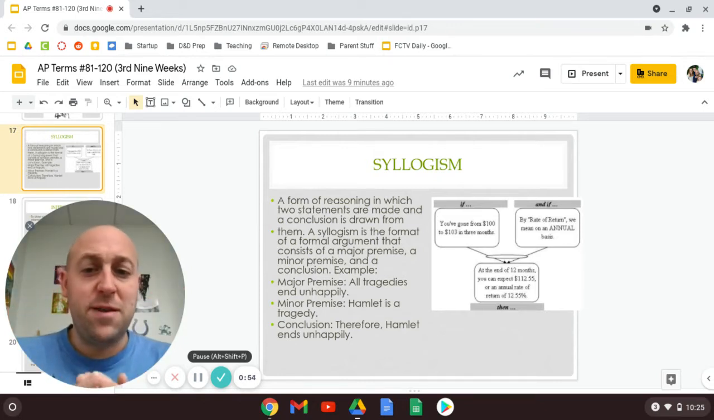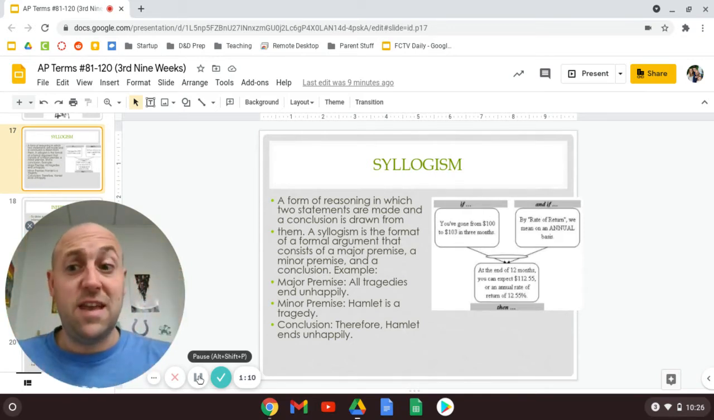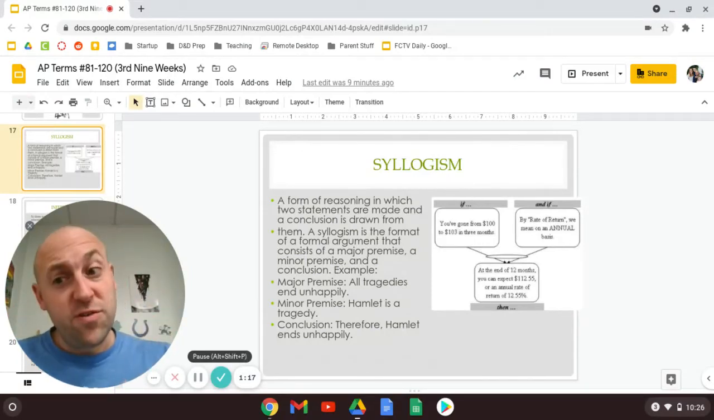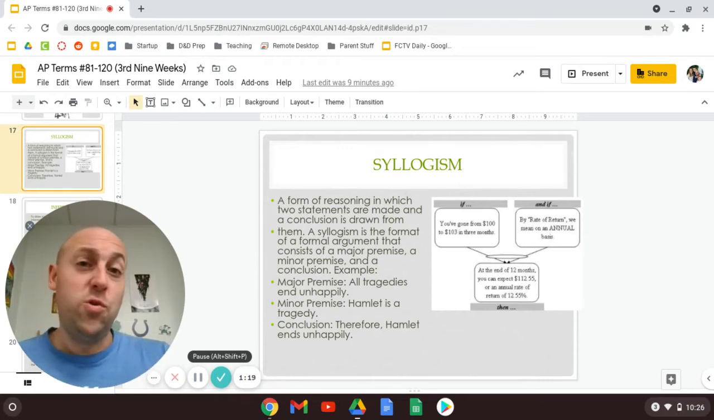The syllogism is the format of a formal argument that consists of a major premise, a minor premise, and a conclusion that comes. Here's an example. Major premise. You are a student in Mr. Puckett's class. Minor premise. All students in Mr. Puckett's class are cool and awesome. Therefore, conclusion, you are cool and awesome, right? You see how those two things work together.